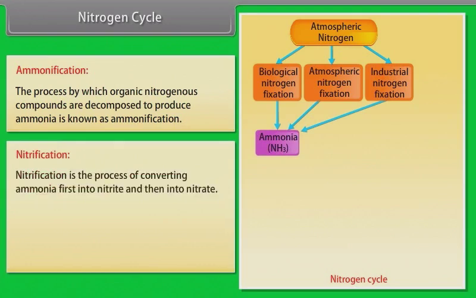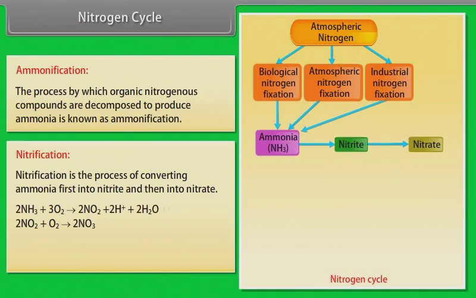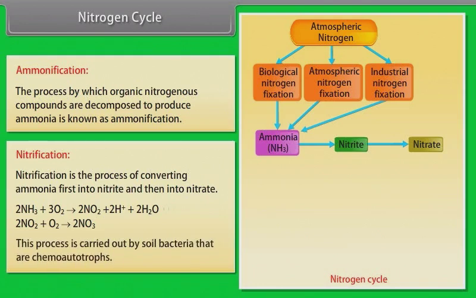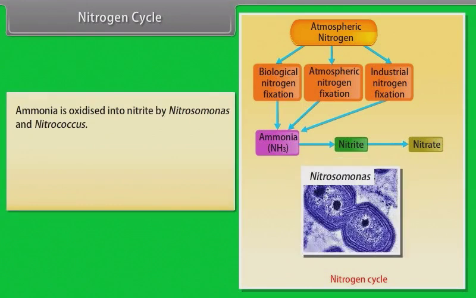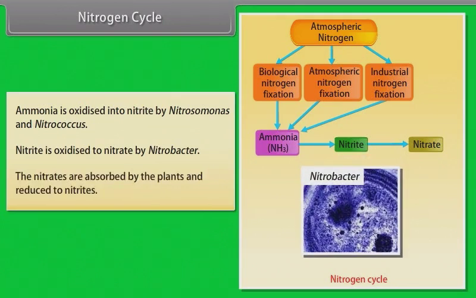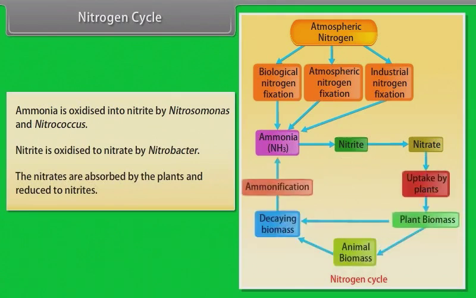Nitrification. Nitrification is the process of converting ammonia first into nitrite and then into nitrate. 2NH3 + 3O2 gives 2NO2 + 2H+ + 2H2O. 2NO2 + O2 gives 2NO3. This process is carried out by soil bacteria that are chemoautotrophs. Ammonia is oxidized into nitrite by Nitrosomonas and Nitrococcus. Nitrite is oxidized to nitrate by Nitrobacter. The nitrates are absorbed by the plants and reduced to nitrites.